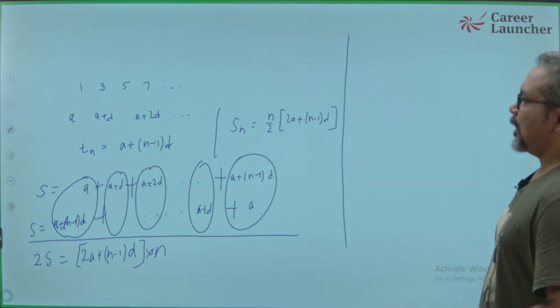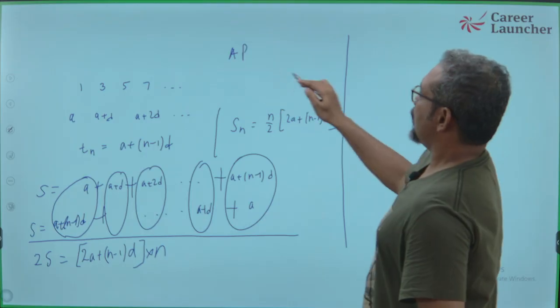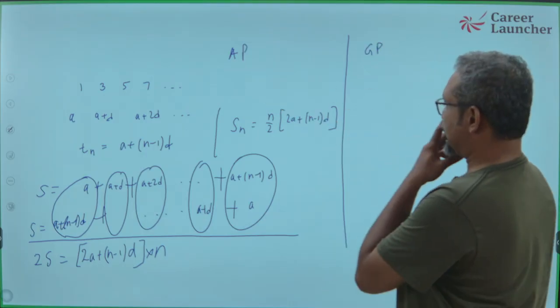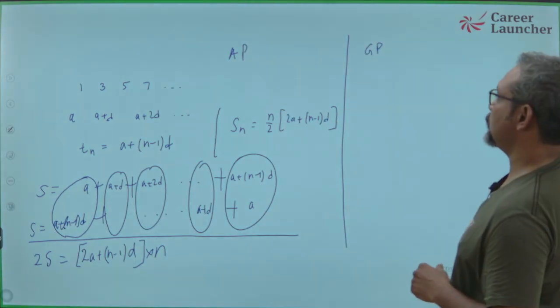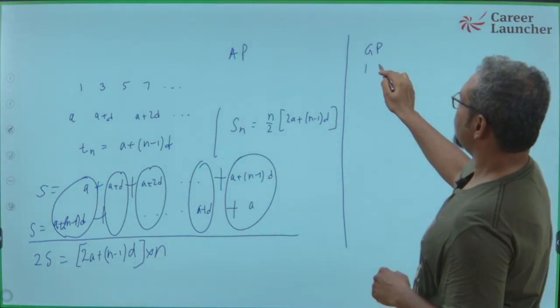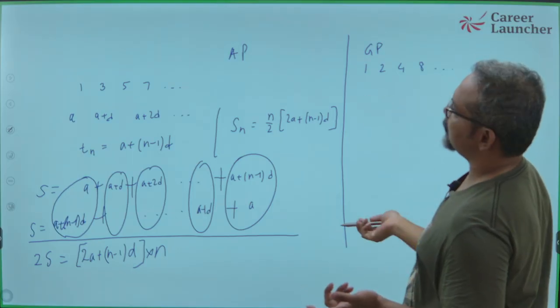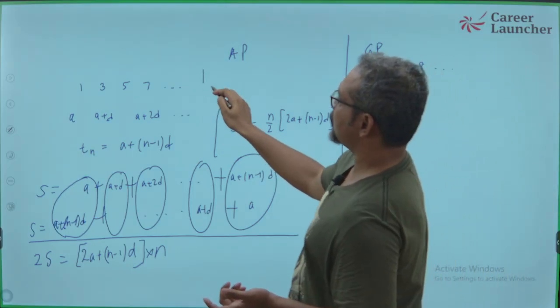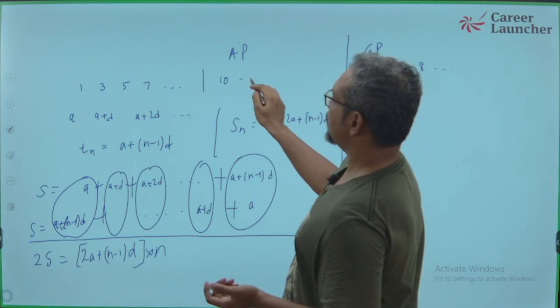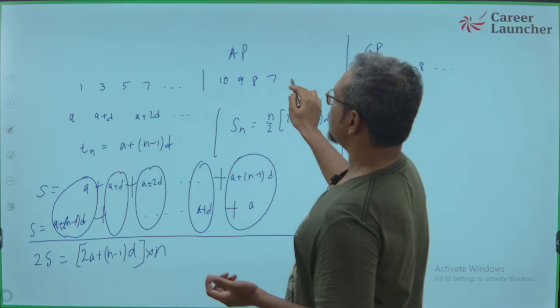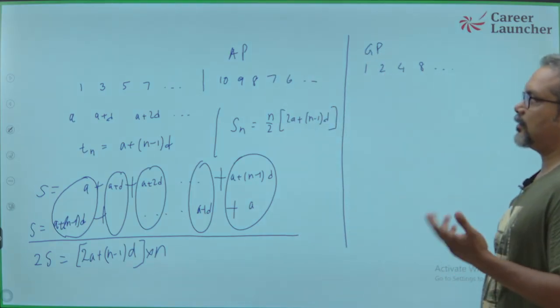Now this was an arithmetic sequence, AP, arithmetic progression. Geometric progressions are those with a constant ratio. So you can have 1, then double it and double it, or it can also be a fraction. Like AP, you can have a negative also. For example, 10, then 9, 8, 7, 6. This is also an AP with a negative common difference.